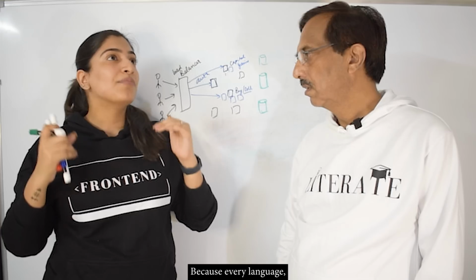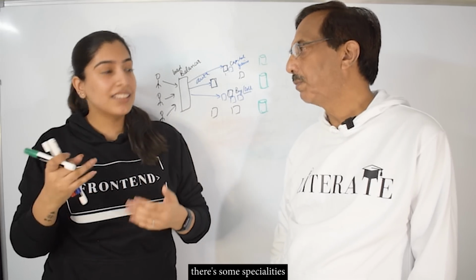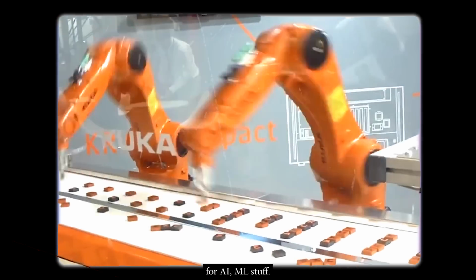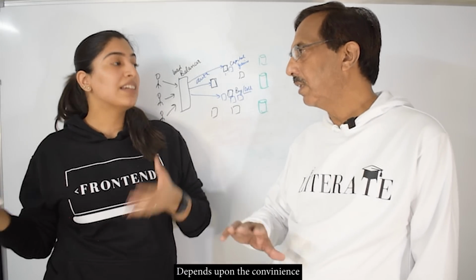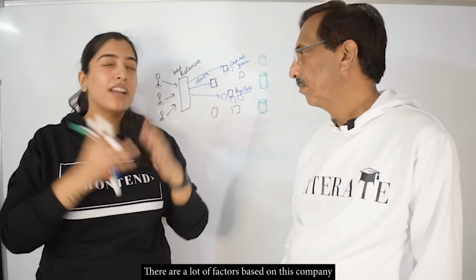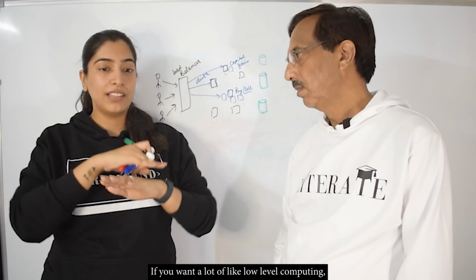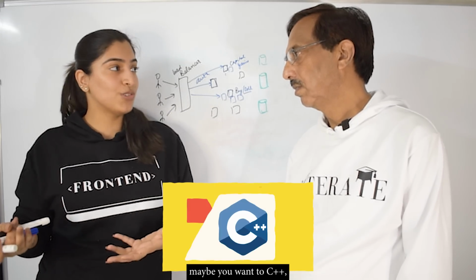Because every language has some specialties. Like Python can be used for say AI, ML stuff. It can be better, depending on the convenience and the expertise of the language. Exactly. There are a lot of factors based on which companies make this decision. If you want a lot of low-level computing, maybe you want to choose C++.